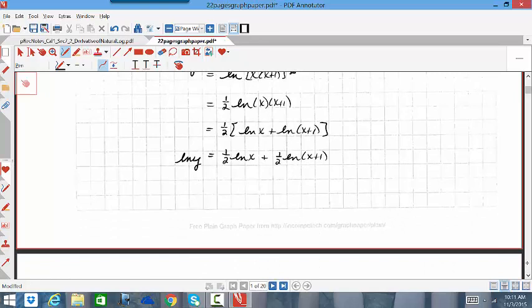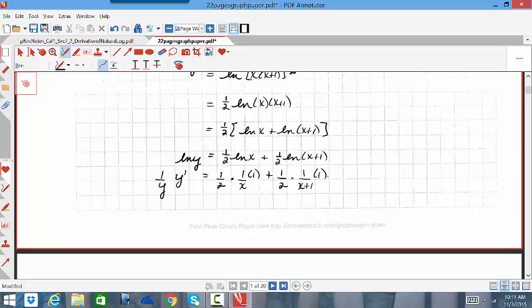Okay, so to differentiate, on the left side this is going to become implicit differentiation. The derivative of natural log of y is 1 over y times the derivative of y. On the right side of the equation, we have 1/2, and the derivative of natural log of x is 1 over x times the derivative of x. And the derivative of the natural log of x plus 1 is 1 over x plus 1 times the derivative of x plus 1, which is 1.